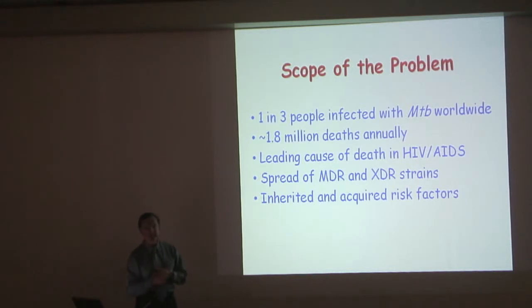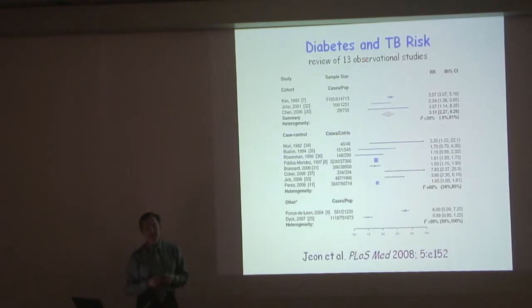There are risks that are inherited, some very simple ones, like mutations in interferon or IL-12 pathways. There are many SNPs, single nucleotide polymorphisms, in a variety of pathways that relate to susceptibility. But there are also acquired risk factors, and HIV is one of the most significant of these. Additional acquired risk factors are now being understood, and one of them is diabetes.